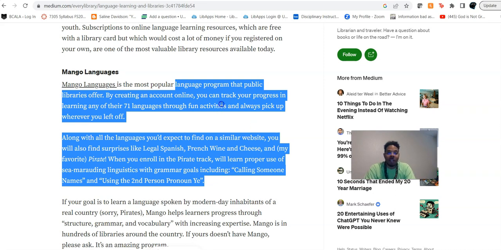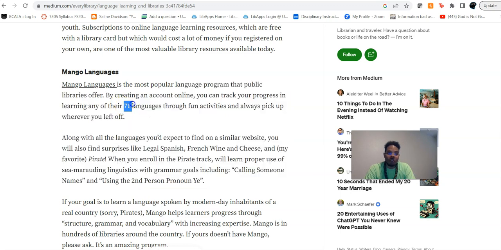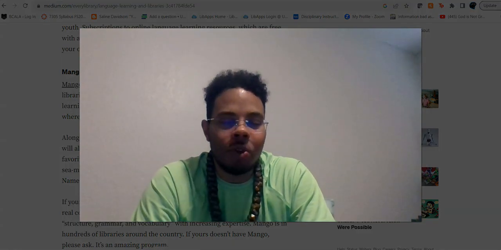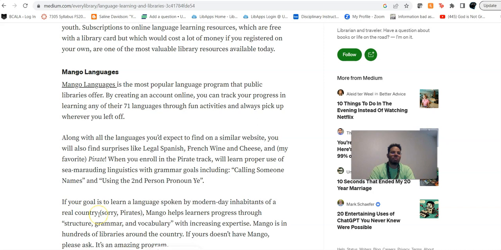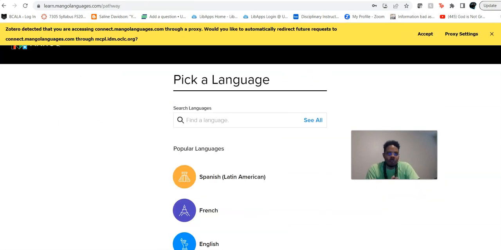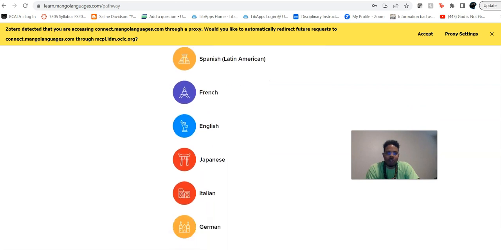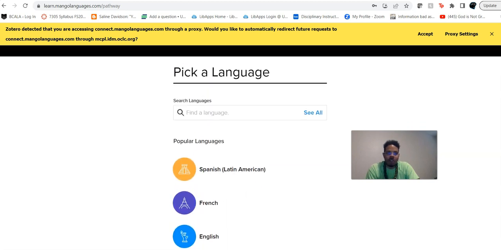But having said that, that's good for us because it allows you to learn more languages. They have 71 languages and counting. This was 71 as of 2018, but I know there are more now. And I would say that Mango is very interactive. I've played around with Mango a little bit. It has a pleasant layout, and at least it used to have people, like avatars, that would interact with you.